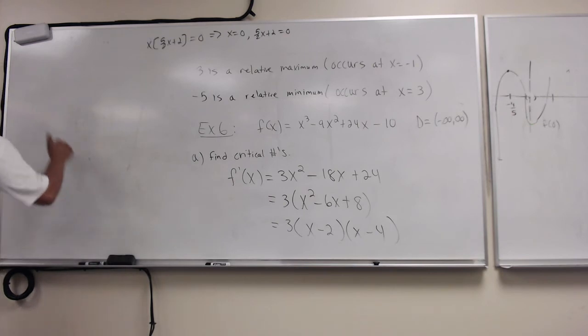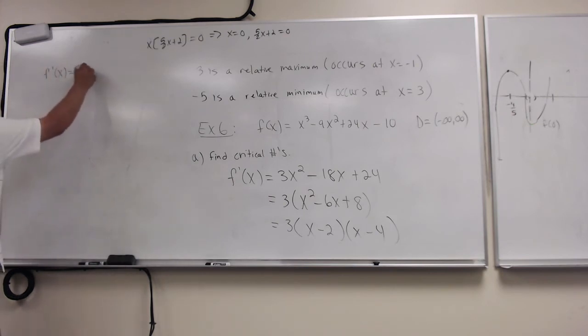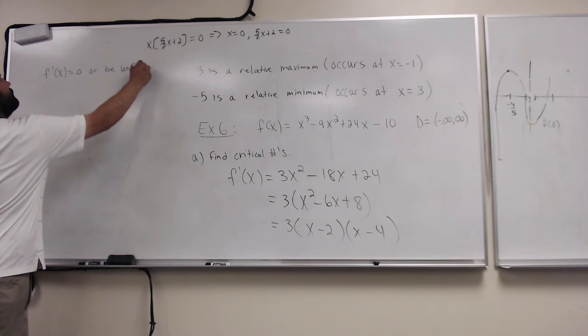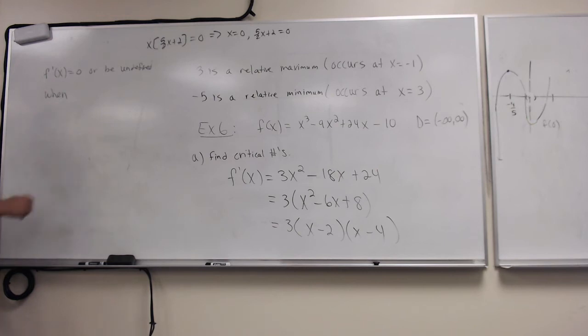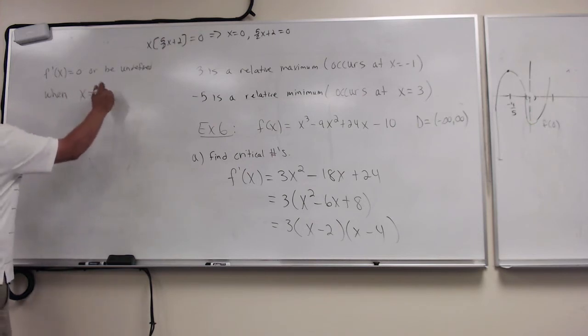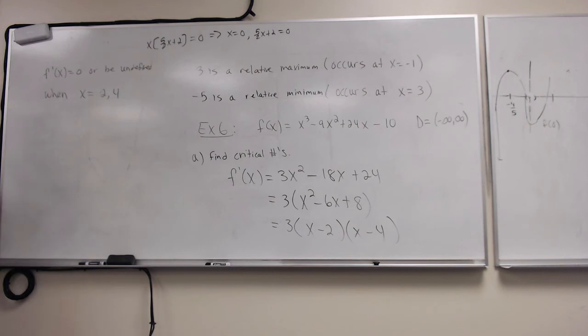So what we know is f prime of x will equal 0 or be undefined. So we just set that equal to 0. Is there anywhere where the derivative is undefined in this case? No, the derivative again is a polynomial, it's a quadratic. So no critical numbers or partition numbers come from the derivative being undefined. But when is the derivative going to be 0? When x equals 2 and 4. Which are the critical numbers?